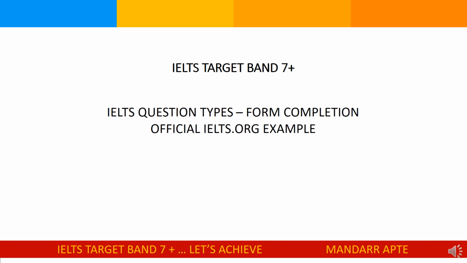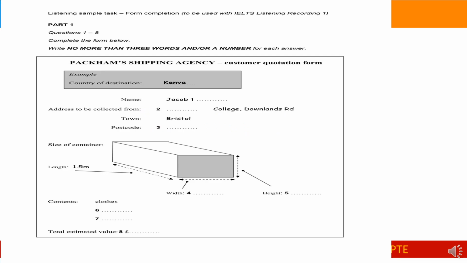The first question type, form of the fill in the blanks, is usually form completion. We will use the official example of this issued by IELTS to understand it. Now this is the form that you will get to fill up. For part 1, the number of questions are from questions 1 to 8. Generally it is around 5 questions, but sometimes you can get such type of questions.